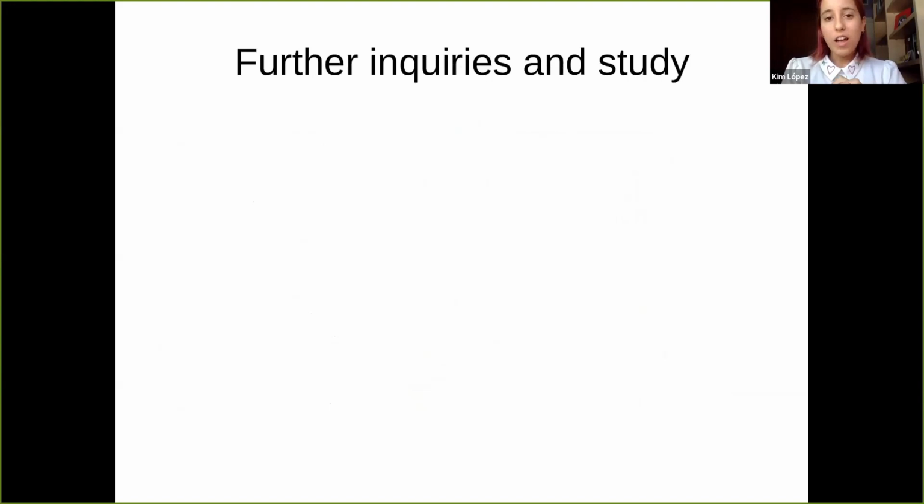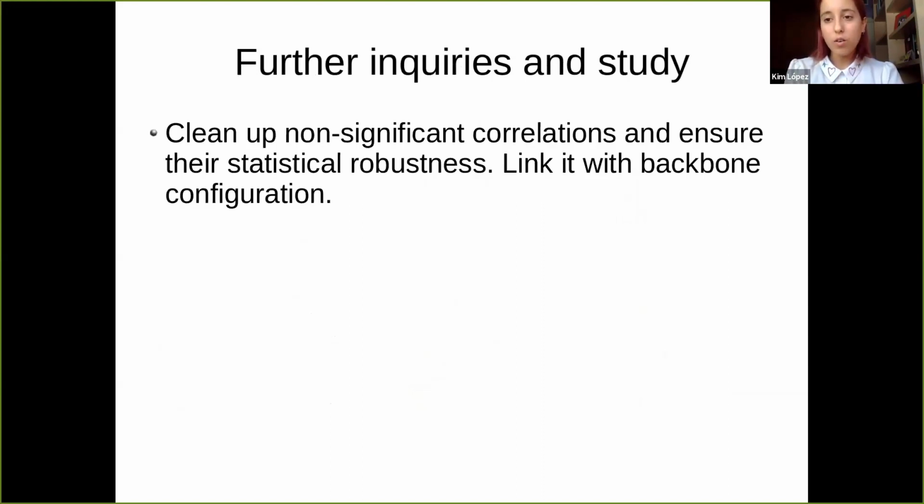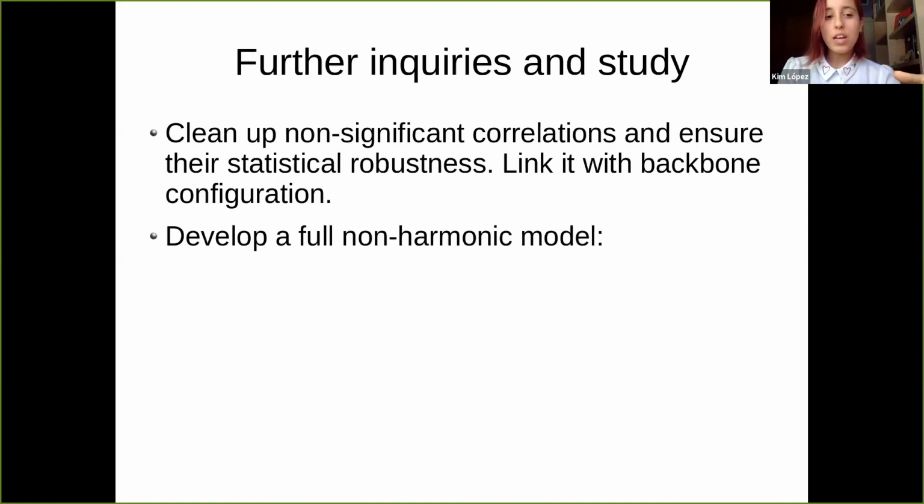So all in all, I'm going to continue working in this project, and our intention is first to try and create a solid basis of all these results, clearing up non-significant correlations first, and then ensuring the statistical robustness of the results by working with other libraries instead of only mini-ABC. And then most likely trying to link everything with backbone configuration to see whether backbone turns can account for weaker or stronger correlations.